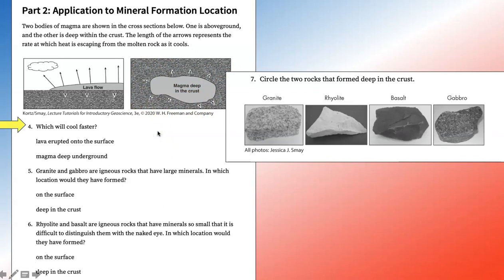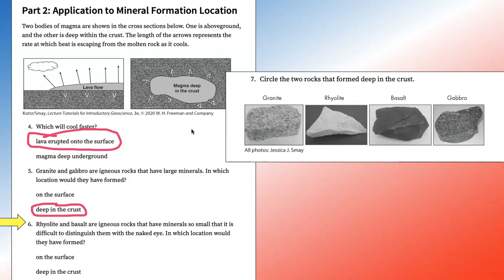So the first question asks, which will cool faster? And hopefully it's obvious to you that the lava erupted on the surface will cool faster because of the contact with the atmosphere, which is much colder than the surrounding rocks deep in earth. Granite and gabbro are igneous rocks that have large minerals. They're intrusive. In which location would they have formed? Well, based on what we just looked at, they would form deep in the crust.